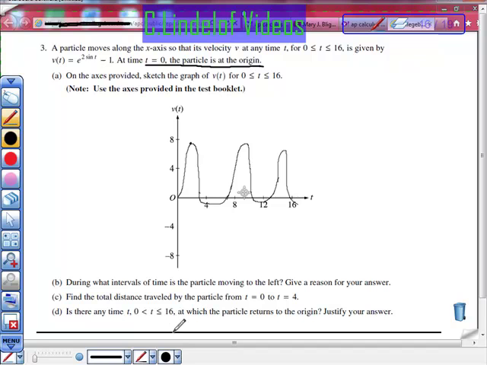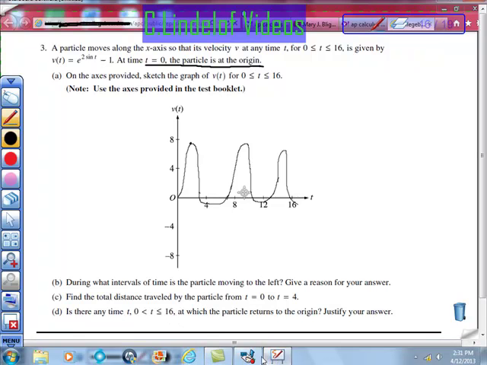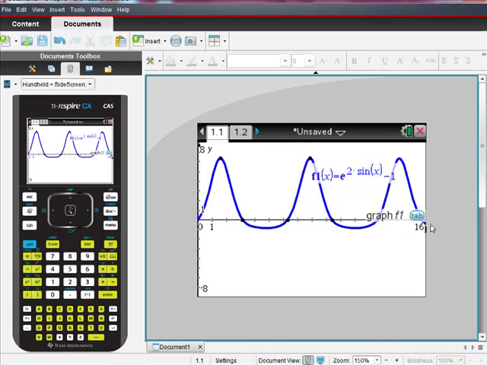I'm going to go back and look at my calculator. If I was able to, I'd be looking at them both at the same time, but I'm not able to. I can see here that somewhere before 16, it goes back under. That's important to know. So that's what my graph looks like. So that's part A.